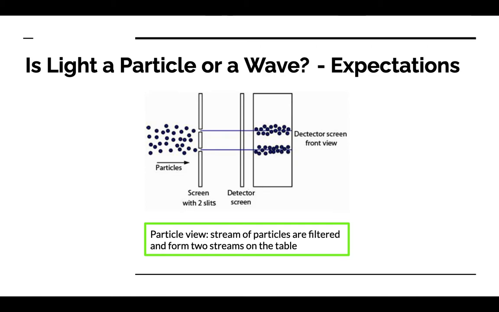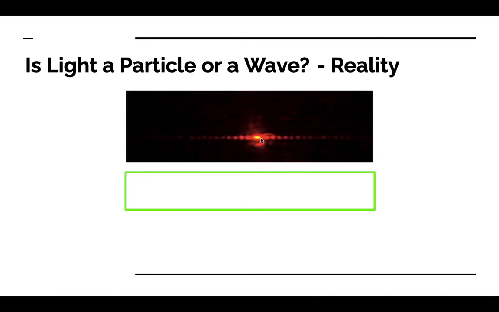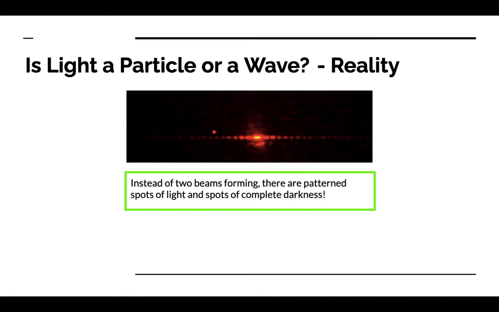Now if light were a wave, that's a little bit more difficult to imagine. Our main idea here is to see if we get the same pattern we expect for light as a particle, and if we don't get that pattern, does that show light is a particle or does it show that light is a wave? After conducting this experiment, we get a pattern that actually looks like this. Instead of getting two streams corresponding to particles, we get bright spots interspersed with dark spots. So our big question is, does this support a wave theory or a particle theory?